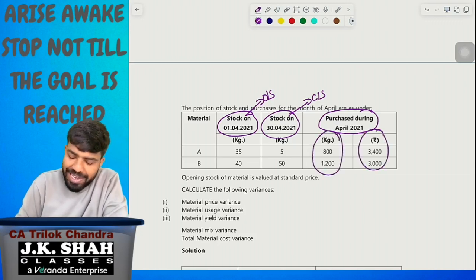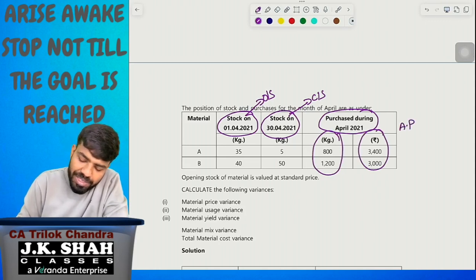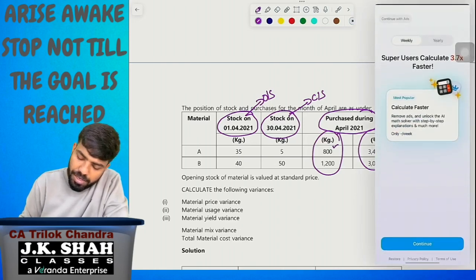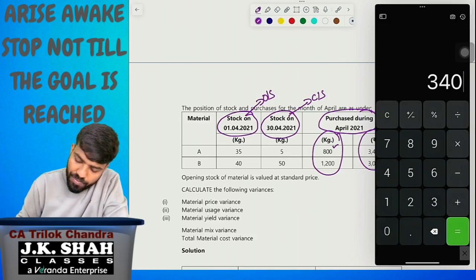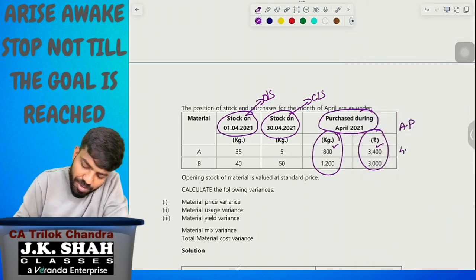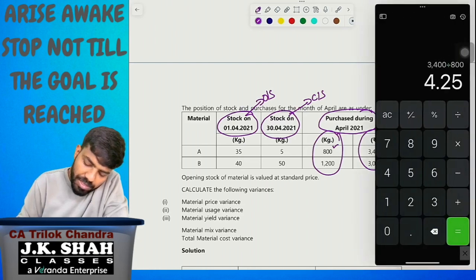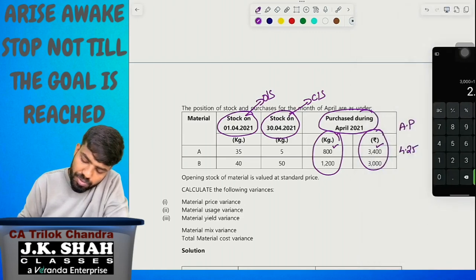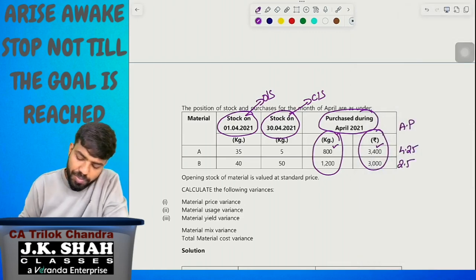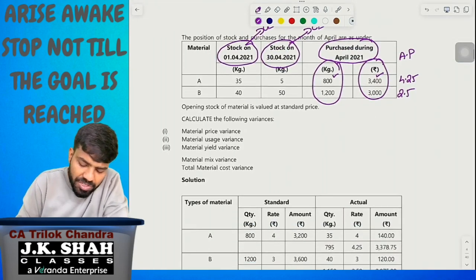Kgs and value, we can calculate the price. How to calculate price? This is the actual price. Let me calculate actual price. 3,400 divided by 800 equals 4.25. Actual price is 4.25. Here 3,000 divided by 1,200 equals 2.5. Actual price is 2.5.